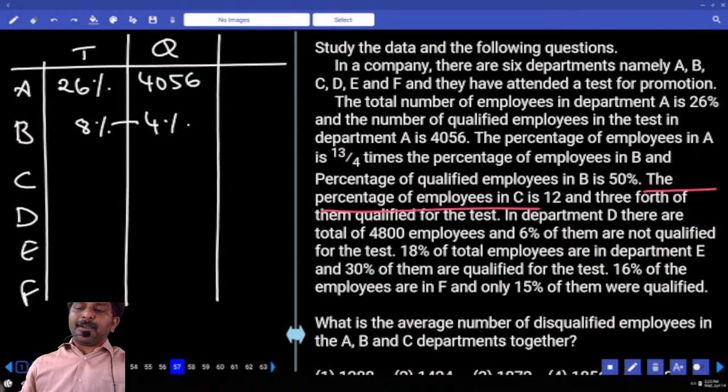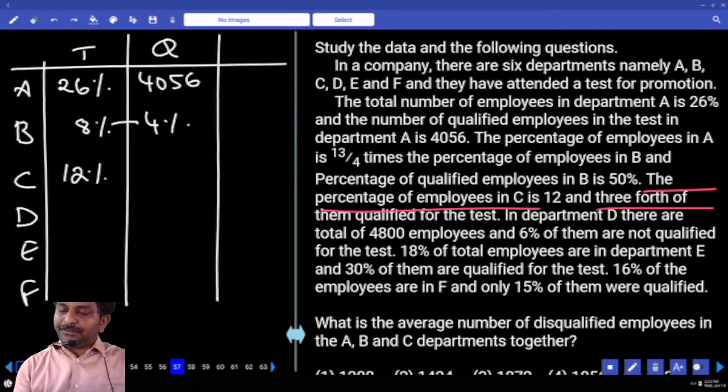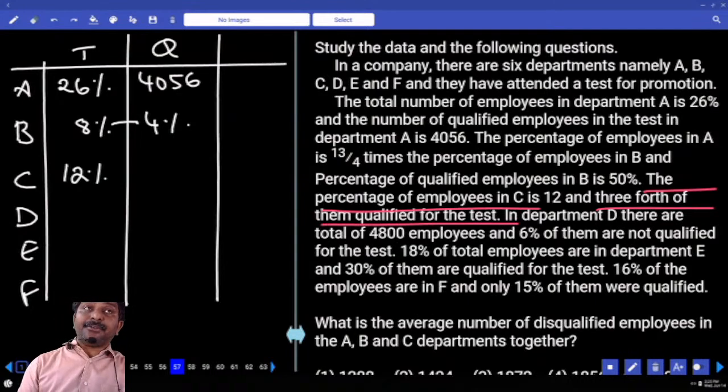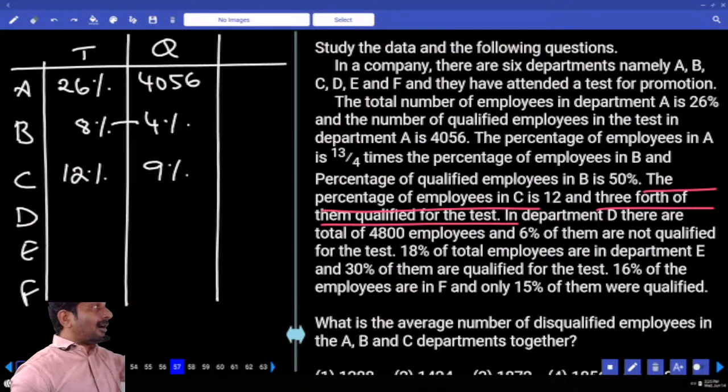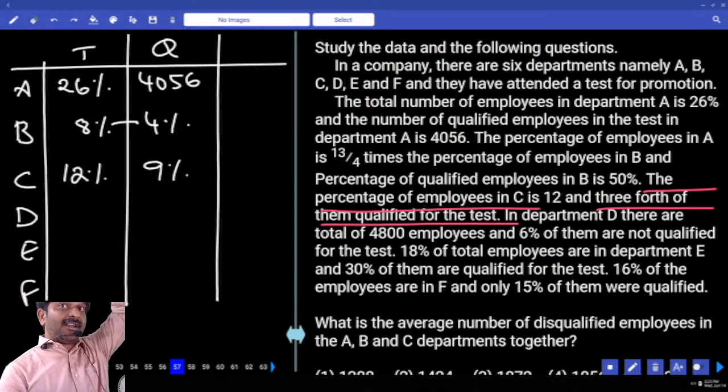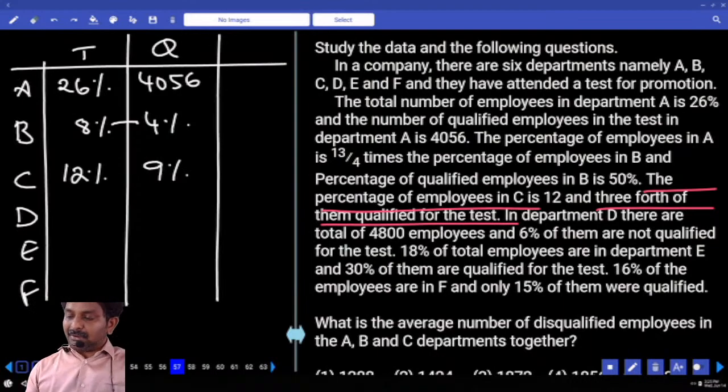The percentage of employees in C is 12%, and 3/4 of them qualified for the test. 3/4. 1/4 is 3, 3/4 is 9. All these percentages are calculated on the total number only.